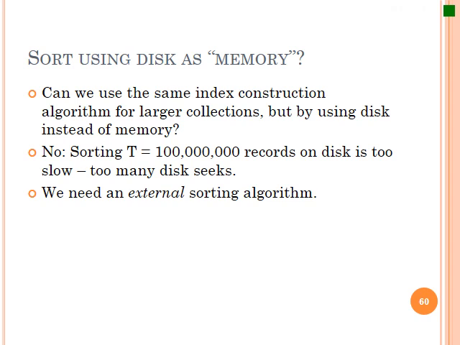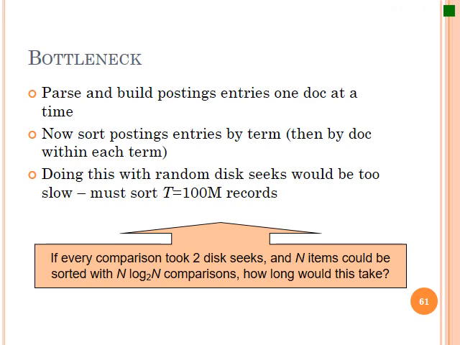I'm sure you guys have taken a database course before, so you should have learned external sorting algorithms. The bottleneck here is that we parse and build posting entries one document at a time, and now we sort posting entries by term, and then by document within each term. Doing this with random disk seeks will be very slow, because it involves sorting 100 million records.